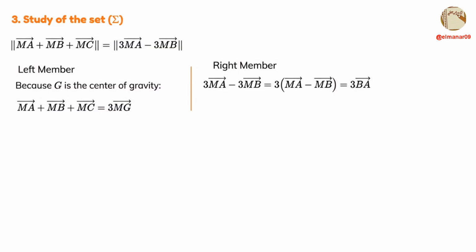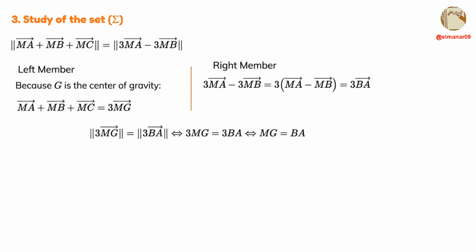We are left with the equality of magnitudes. The magnitude of 3MG is equal to the magnitude of 3BA. In terms of distance, this means that 3MG is equal to 3BA. We simplify by 3, and what are we left with? MG equals BA. But what is the value of this distance BA? Look at the calculation in the center of the image.